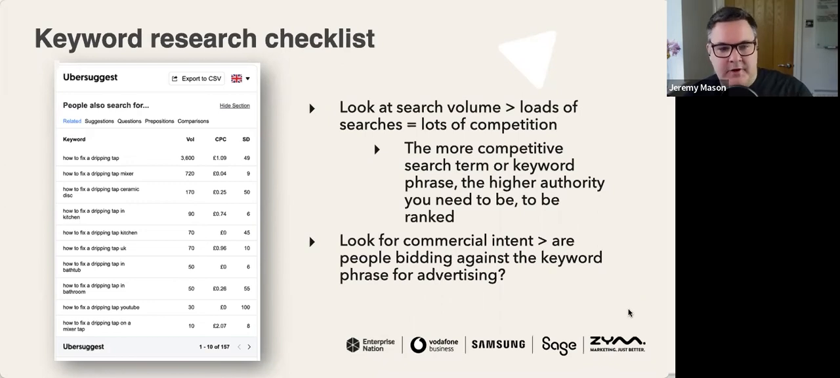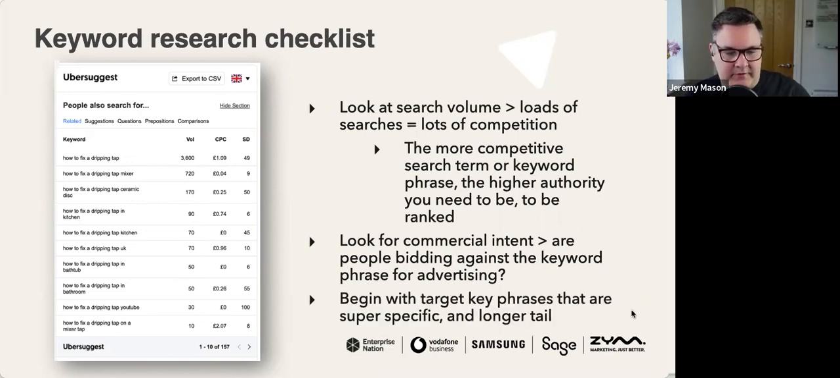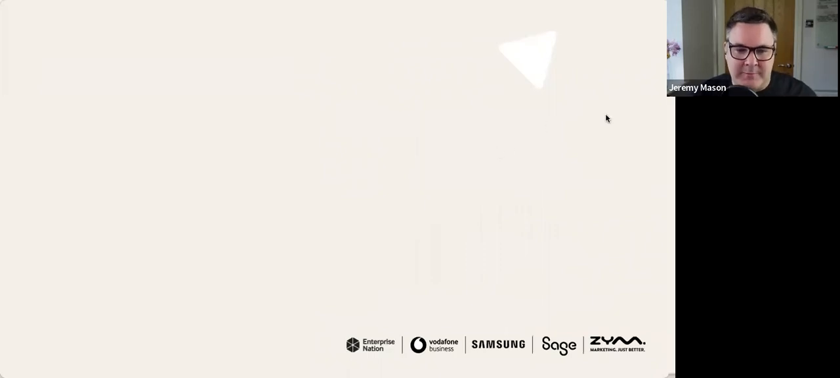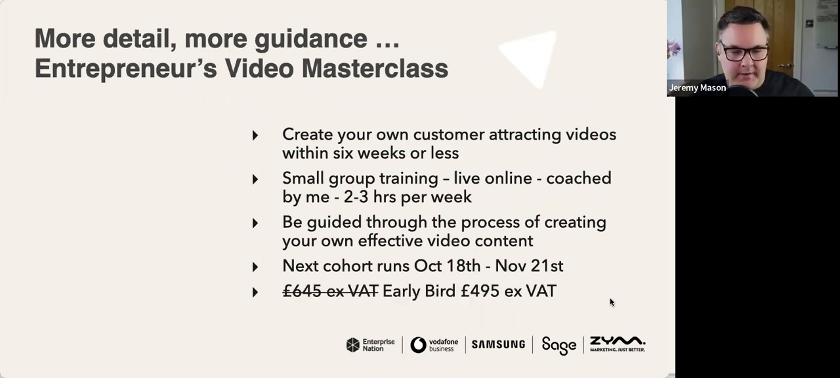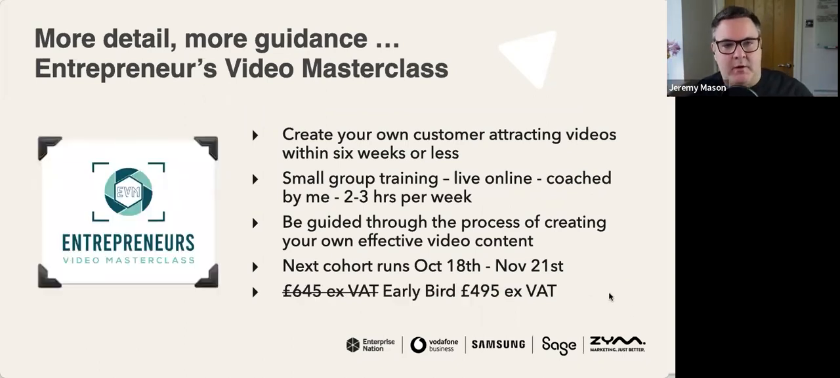So like we're saying, look for commercial intent. Are people bidding against the keyword phrase for advertising? And as a starting point, like I said before, begin with target key phrases, sentences like this, that are super specific and longer tail. Okay, that's how you start, and you just niche down. So be specific. Don't do lots and lots of different things. Always talk around one subject area, because after you've established yourself, you can then go on to broaden what you talk about, and what you're trying to optimize for. Right. As I said, there's so much stuff. We're glancing over the top of this.